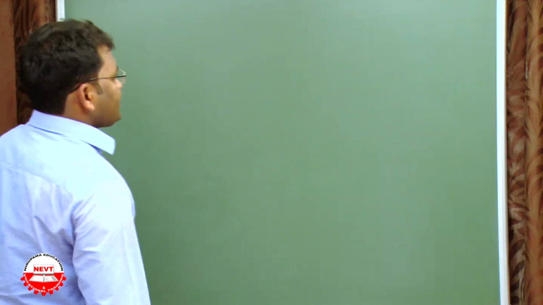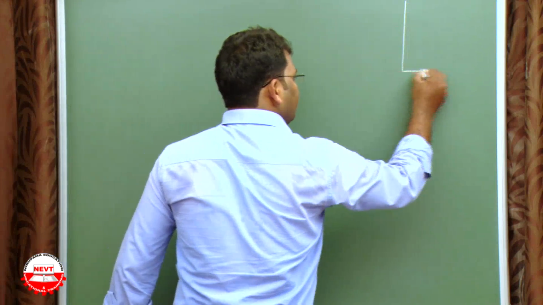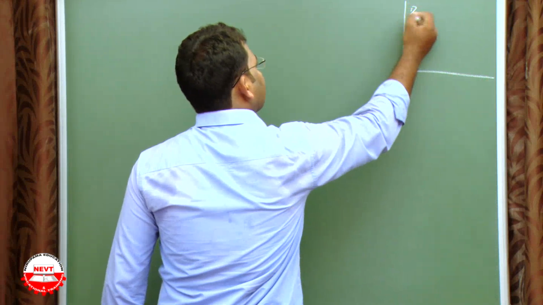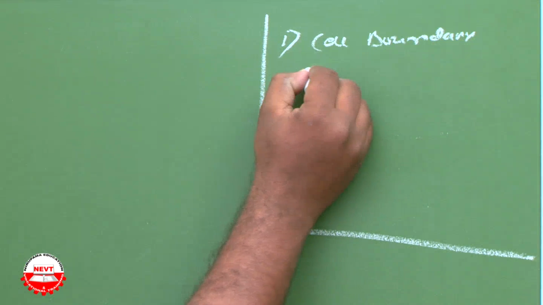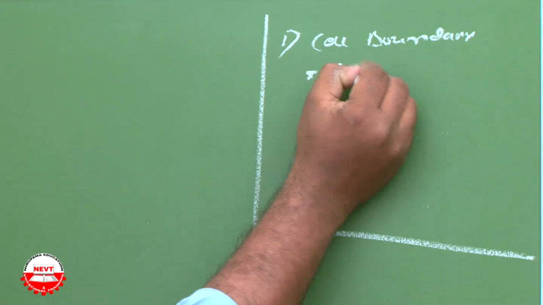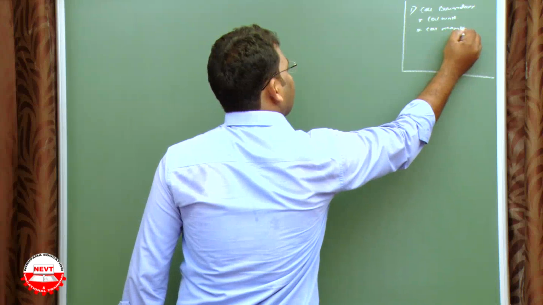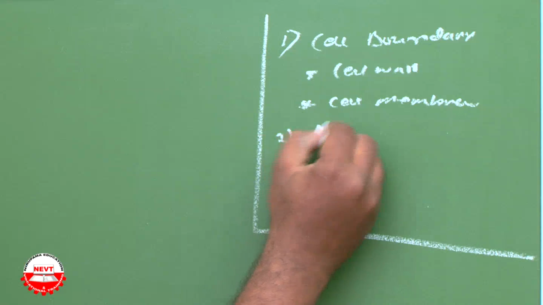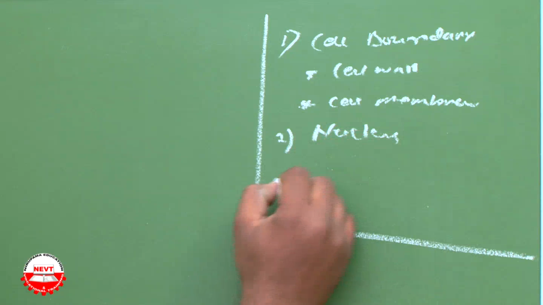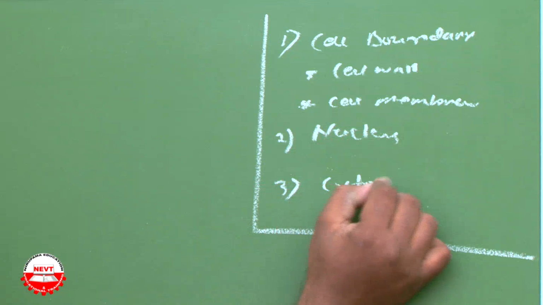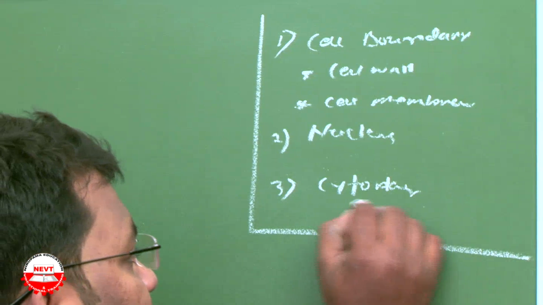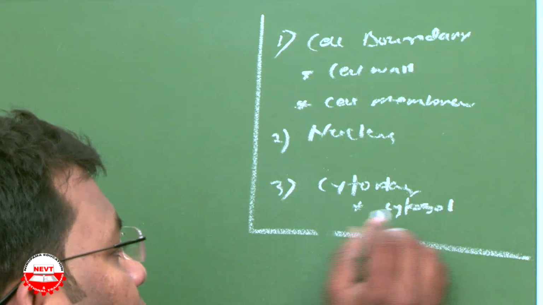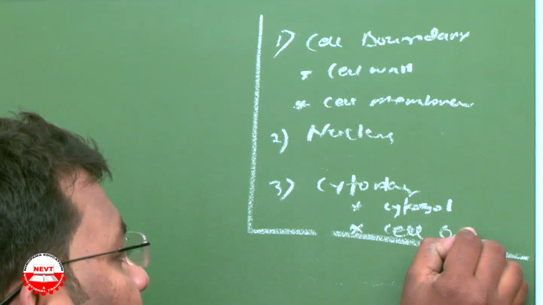So first we'll discuss the cell part. Previously we went through the parts of the cell. First the cell boundary, meaning the cell wall and cell membrane, second the nucleus, third the cytoplasm. One by one we will discuss. Cytoplasm basically contains cytosol and cell organelles.